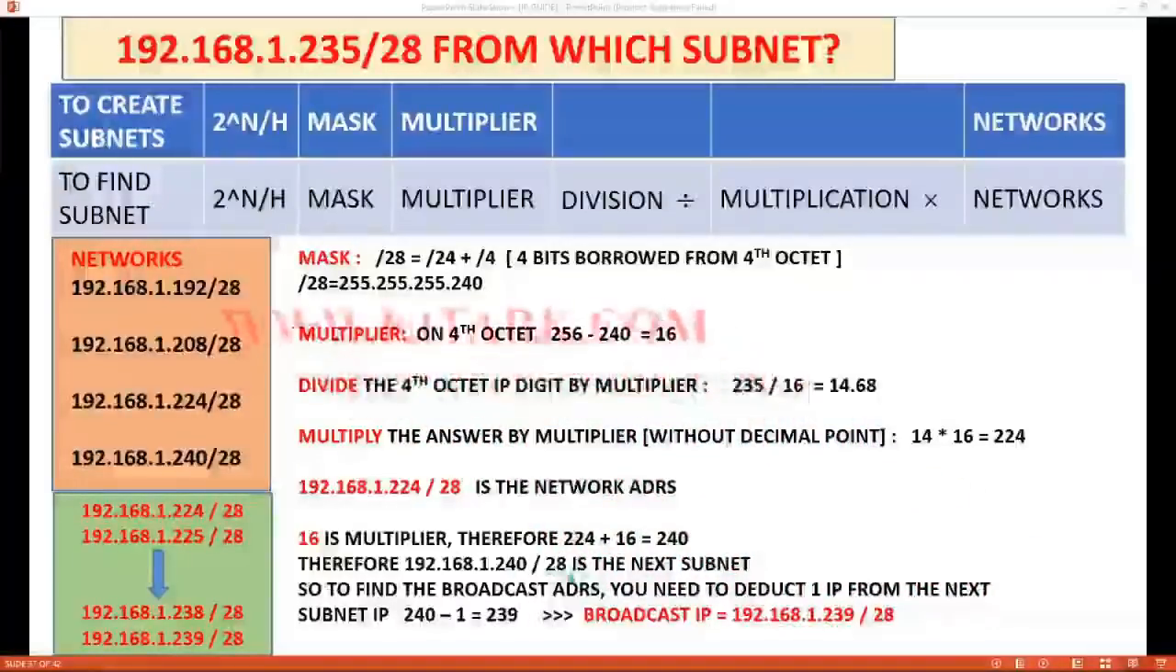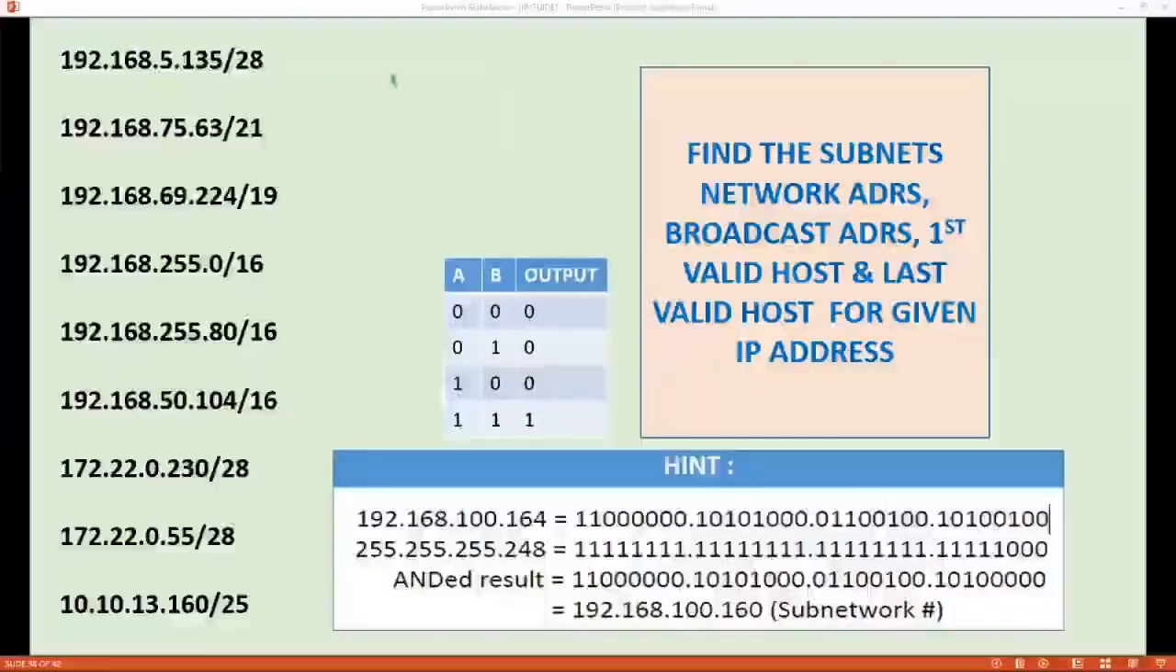Again, you can deduct 1 from this 240. Why? This is the next subnet. Just deduct 1 from this and you will get 239, which would be your broadcast IP. So 192.168.1.239/28 is the broadcast IP. Okay. Again, you can try these calculations like 135, 63.